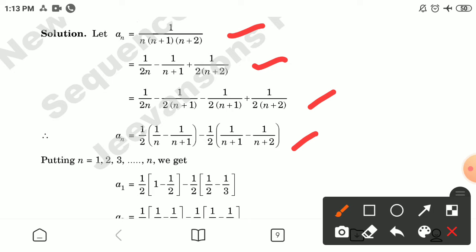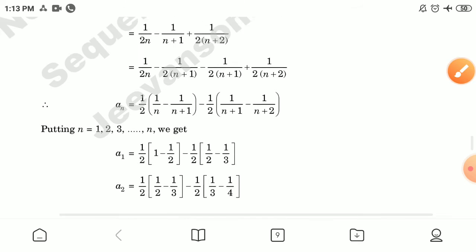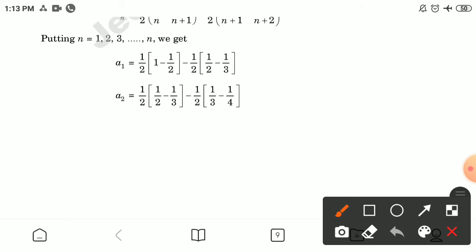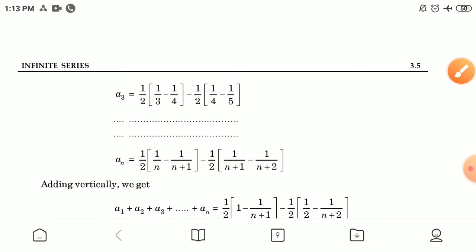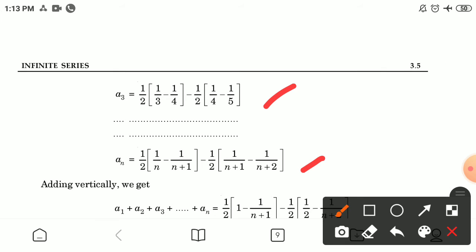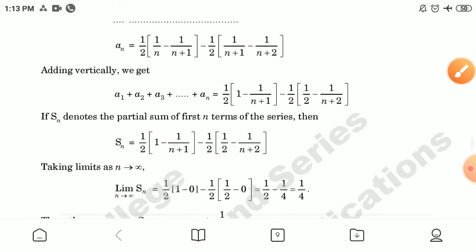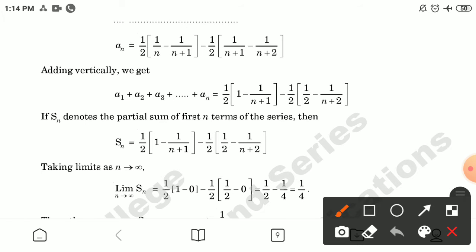Putting n equal to 1 to n, we get a1 is this one, a2 is this, likewise a3, an. If we add vertically, on the left hand side we get a1 plus a2 plus a3 plus so on an, and the remaining terms are 1 by 2 into (1 minus 1 by (n plus 1)) minus 1 by 2 into (1 by 2 minus 1 by (n plus 2)). If Sn denotes the partial sum of first n terms of the series, then Sn is equal to this one.